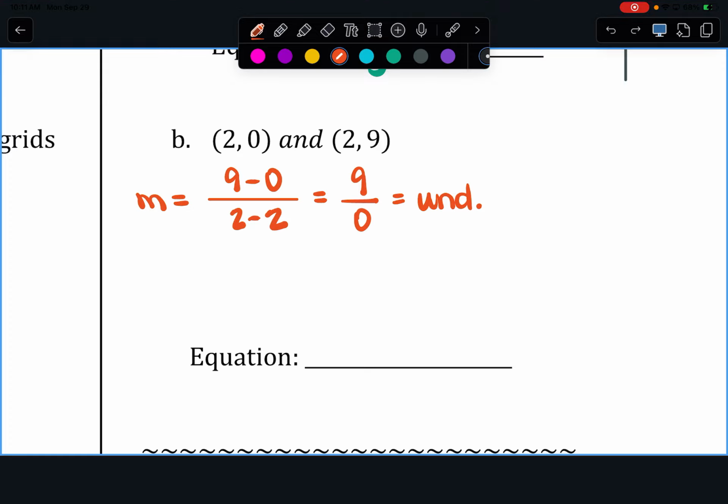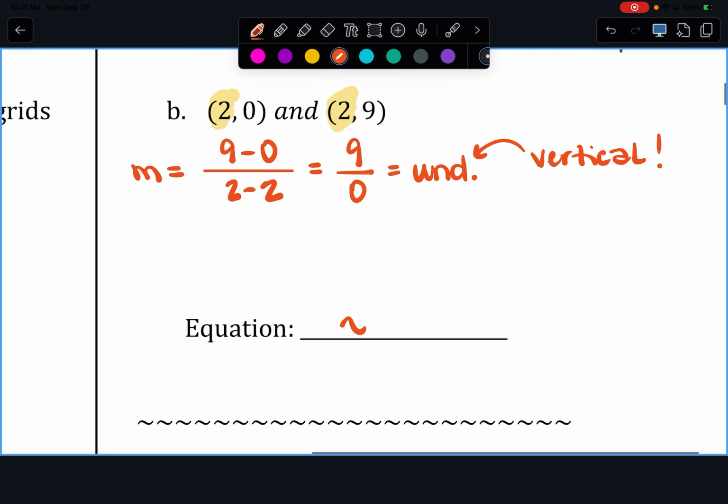It's going to say error. And so as soon as I see an undefined slope, I'm like, oh, that means it's a vertical line. Now, do you even have to do any of that? Absolutely not. If you notice from the get-go that both of your x values are 2, then that is giving you the equation.